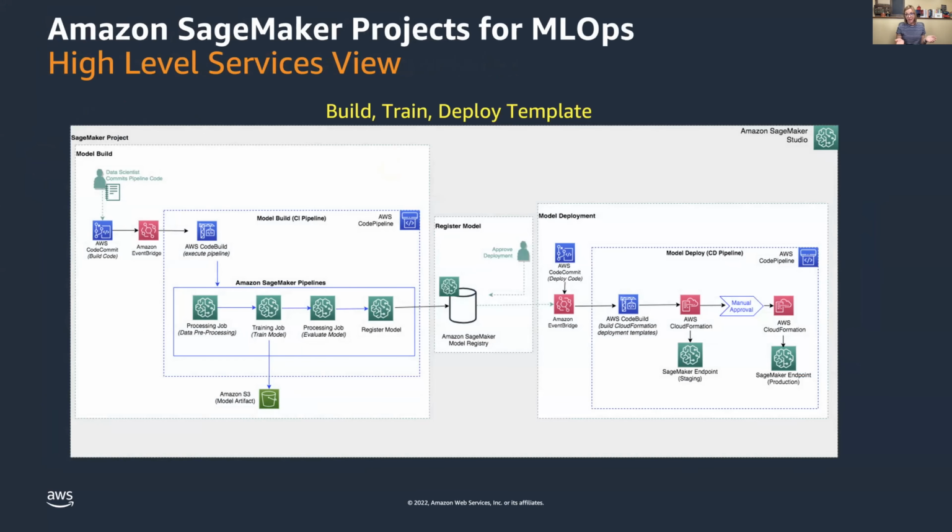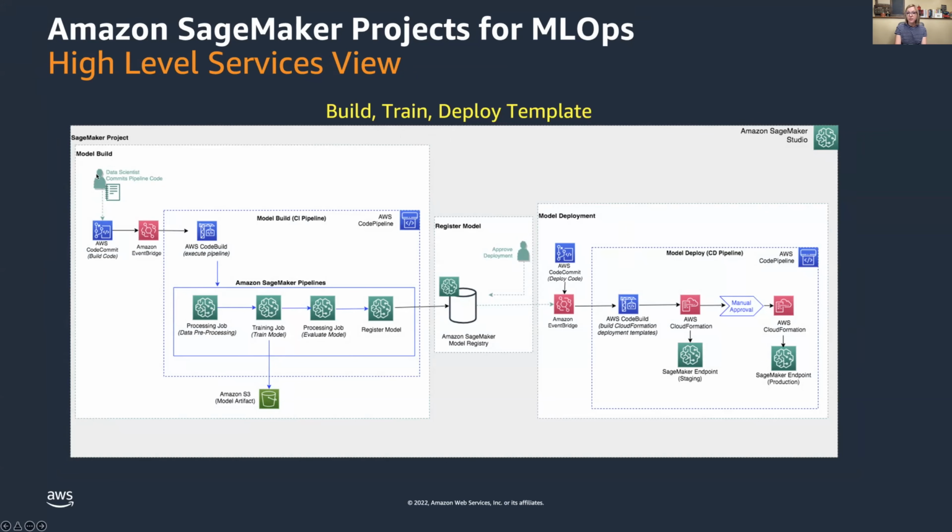So here it is all together. Here is a high-level services view of how it would all work together whenever you're using SageMaker projects for MLOps. This is the build, train, and deploy template using all native AWS services. And like I mentioned before, you can swap things out. We do have templates available that allow you to use GitHub for your source control and Jenkins for your deployments and things. So whatever you're comfortable with.